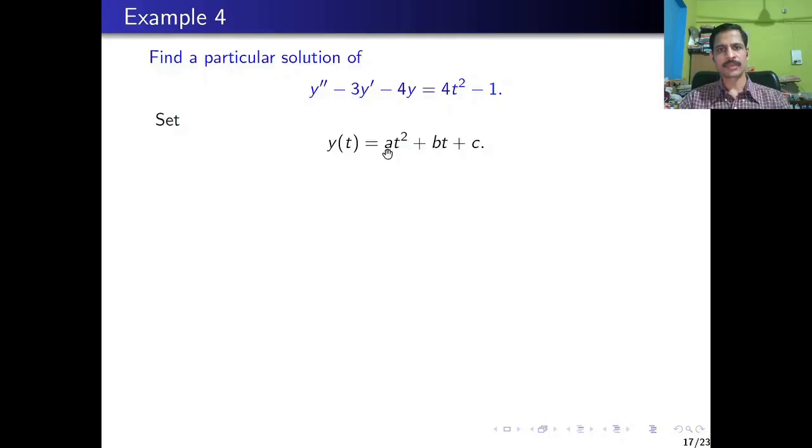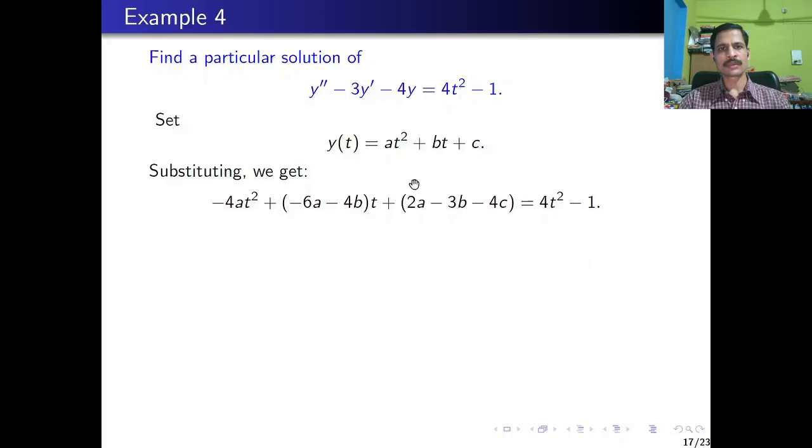So here the candidate solution is at square plus bt plus c, where a, b and c are all arbitrary constants which we have to determine by undetermined coefficient method. So we calculate y prime, y double prime, and then we substitute y double prime and y prime in this equation. This is what we get.